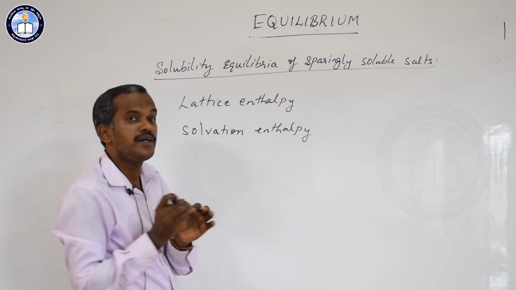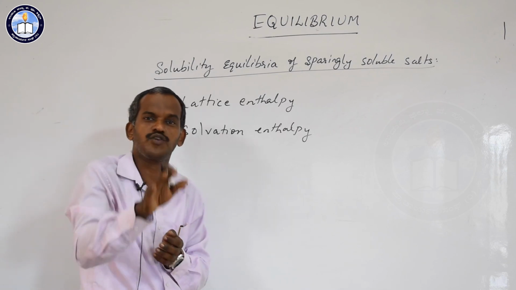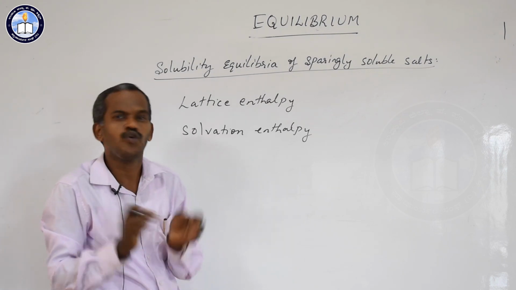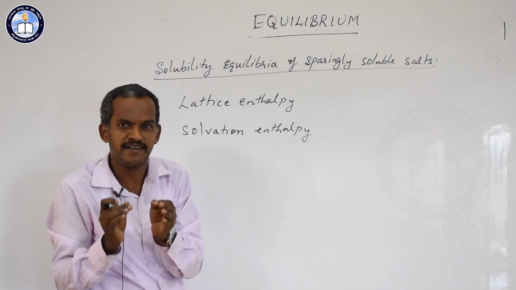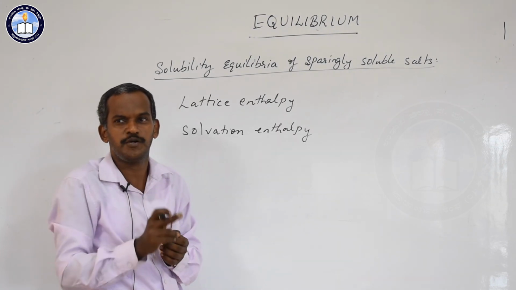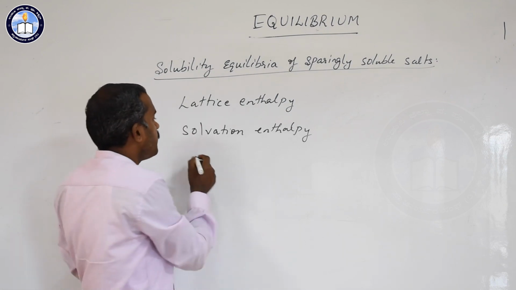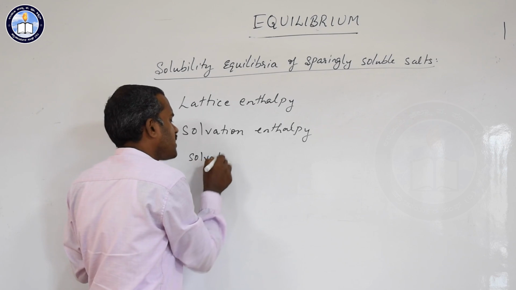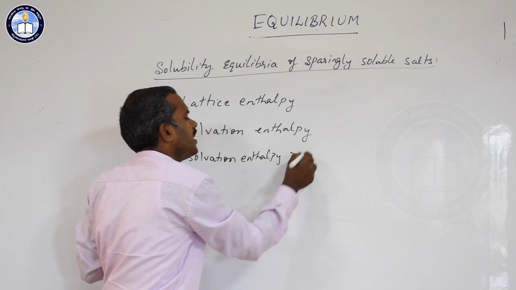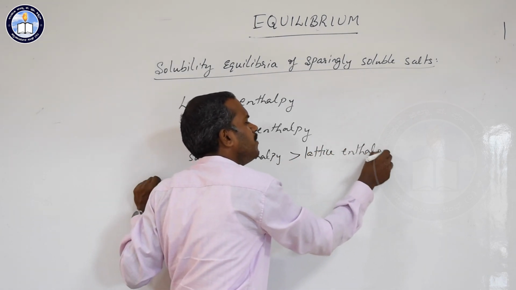Now some of the solutes are completely soluble, some of the salts are partially soluble, and some are completely insoluble. So how can we predict whether a given substance is soluble or insoluble? It is very easy. Remember, among these two enthalpy values, whenever solvation enthalpy is more than lattice enthalpy, then the salt is soluble.